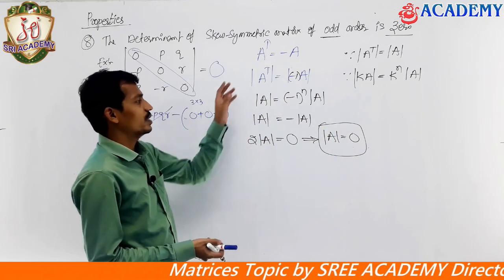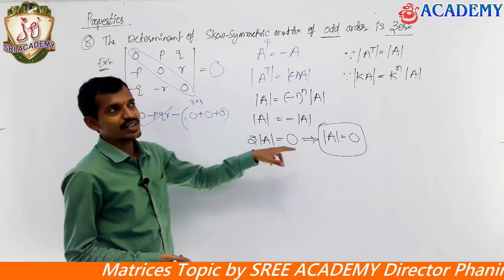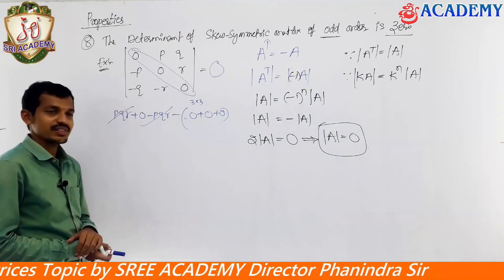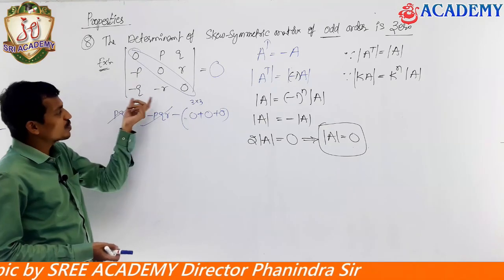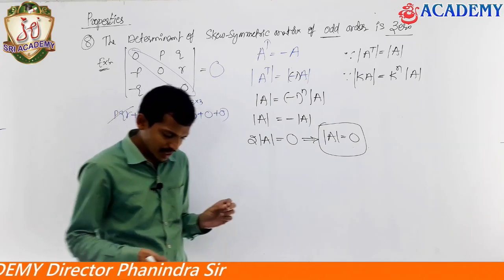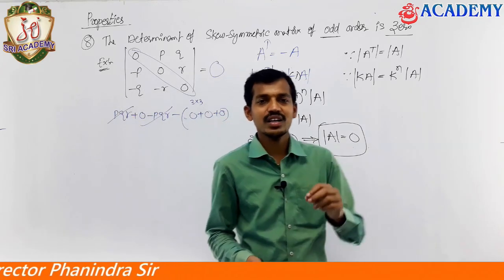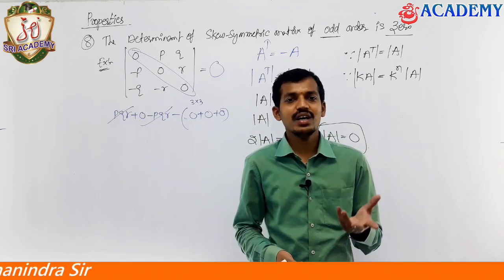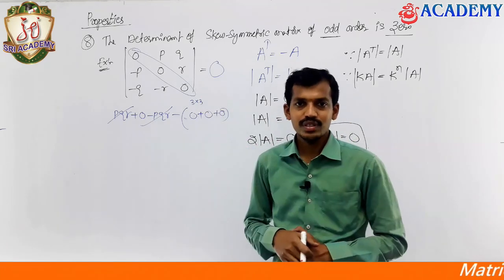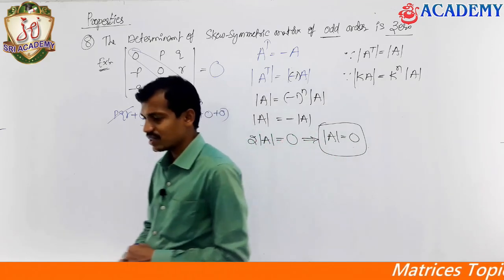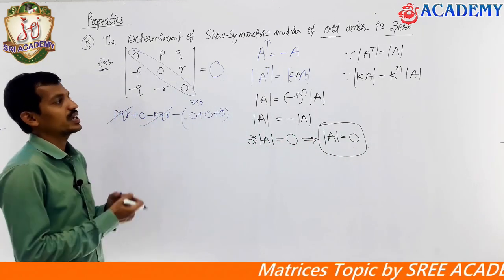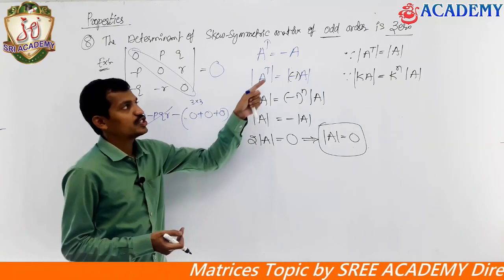Either way, if you remember it like this, also no problem. Simply, the question is going to be like this, not like a statement: the determinant of a skew-symmetric matrix of odd order is, what? You will ask like this. Simply, if we are asking like that, the determinant of a skew-symmetric matrix of odd order, we can say the answer is simply 0.